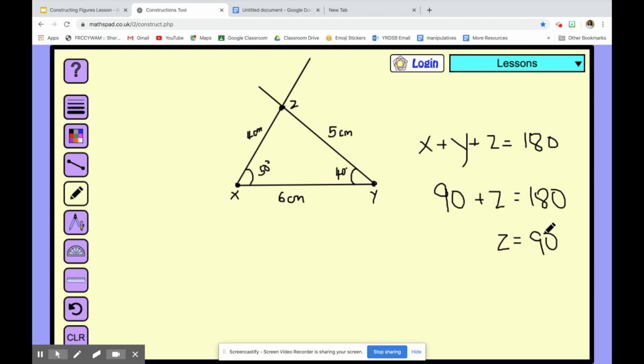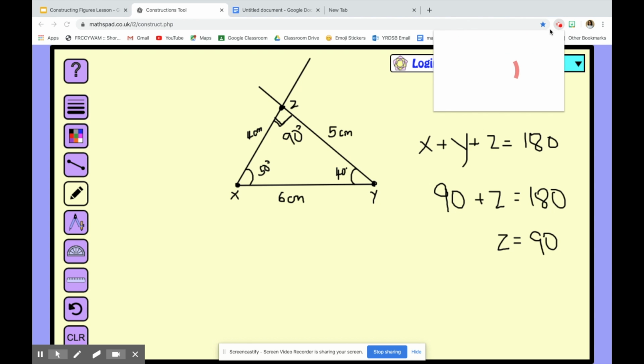Isn't that funny? So this angle is in fact, what do you call a 90-degree angle? It is a right angle and it is 90 degrees. So we actually just made a right-angled triangle. All right, there you go. So basically in this assignment, you're just working with the information that you're given to construct the different figures.